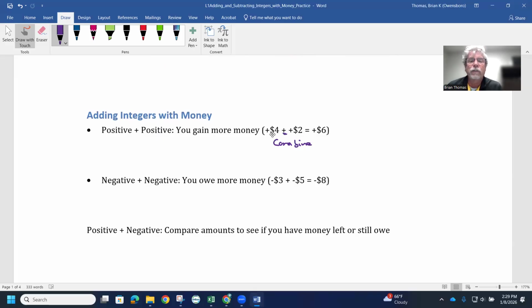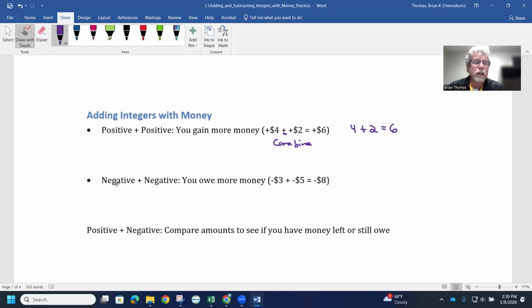So if I have $4 and I combine that with two more dollars, that means I have $6. So here in algebra, we won't put all that. We'll just simply say if I have a +4 and I combine that with a +2, my result is going to be a +6. So remember the plus symbol means to put together or combine.